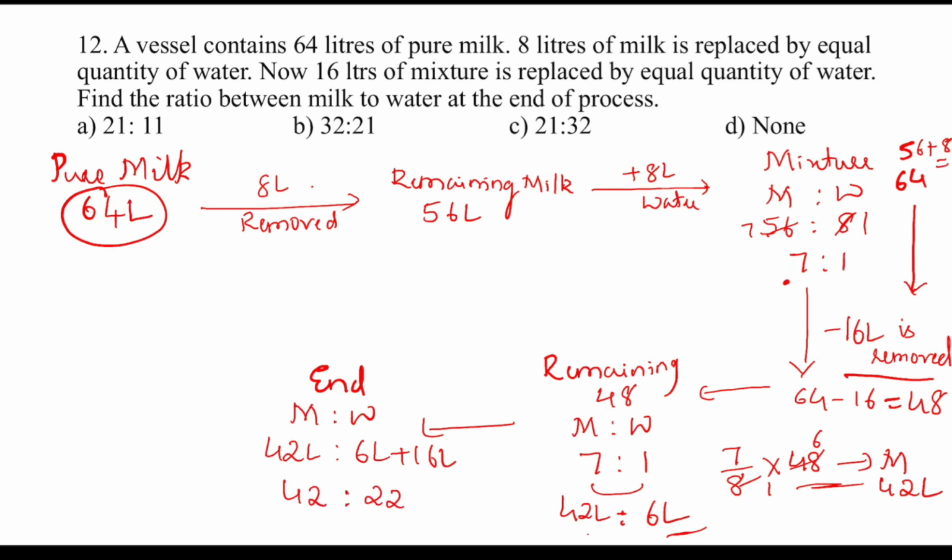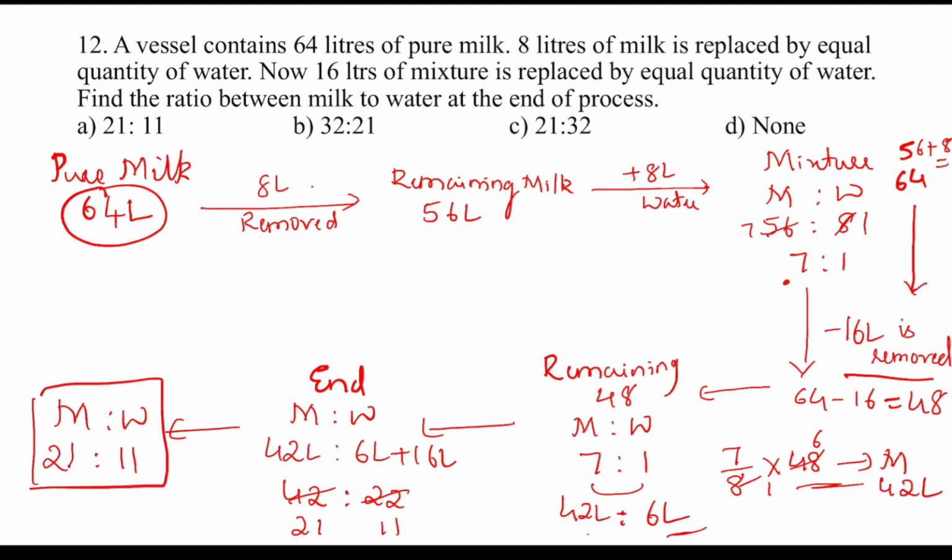22 liters, isn't it? So at the end, milk and water will be in the ratio how much? Milk is to water will be how much? 2 21s are 42, 2 11s are 22. Therefore, milk is to water will be 21 is to 11. Okay, at the end, again the milk and water will be in the ratio 21 is to 11.